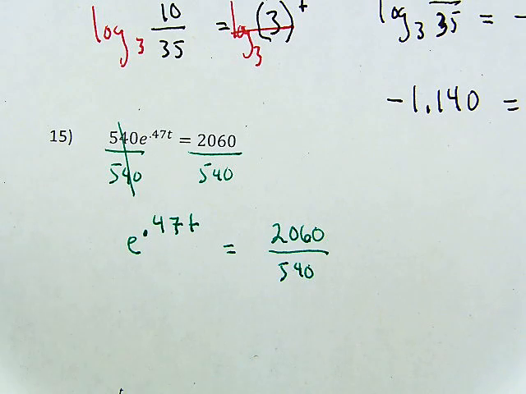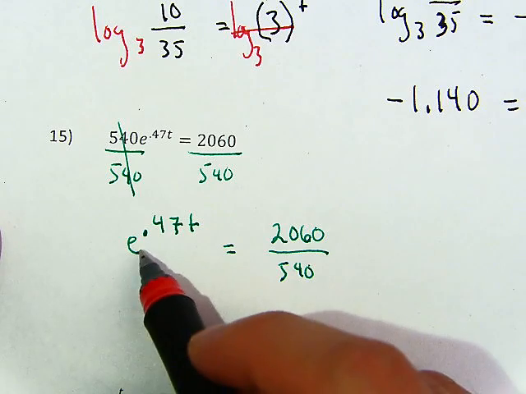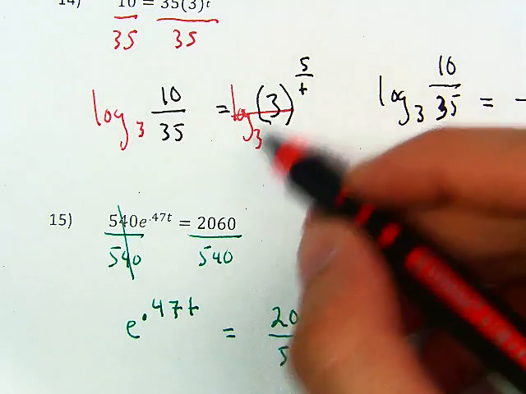So then, once you get to this point, what's the move to get rid of this e? Well, before, how did we get rid of the 1/2? We did log base a half. How did we get rid of the 3? We did log base 3.